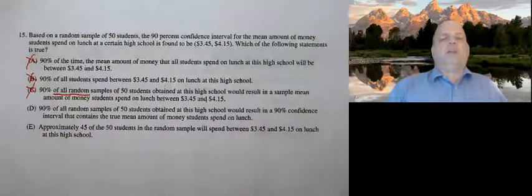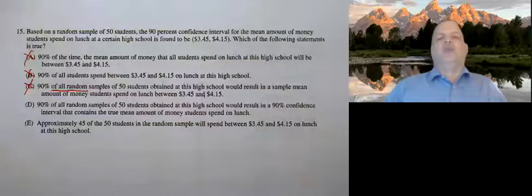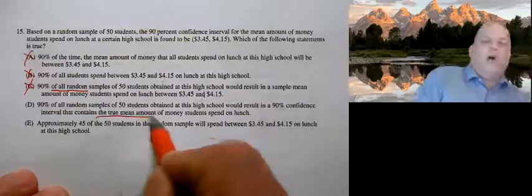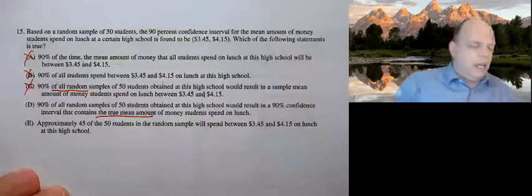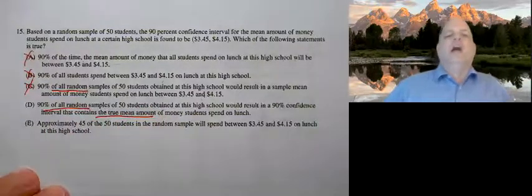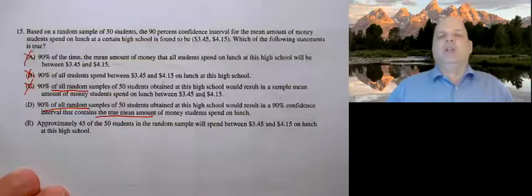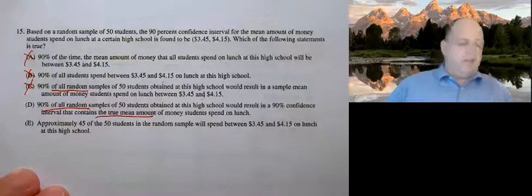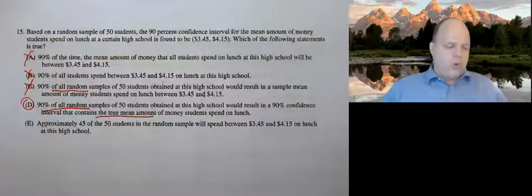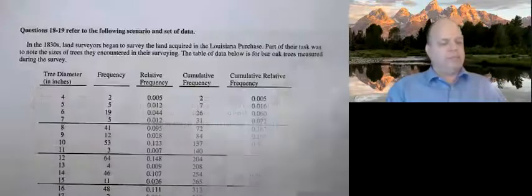90% of all random samples of 50 students into this high school would result in a 90% confidence interval that contains the true mean. Oh, if we did this over and over again, in other words, in all random samples, 90% of them would contain the true mean. And that's absolutely the case. You do it over and over again, it's going to work 90% of the time.